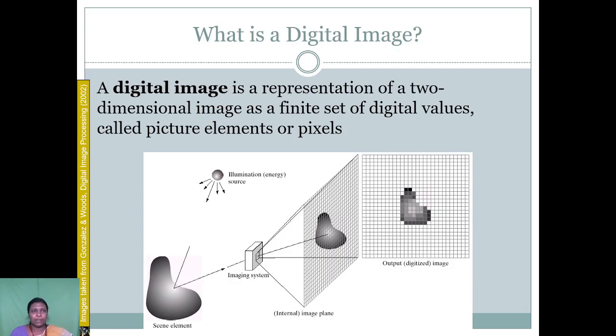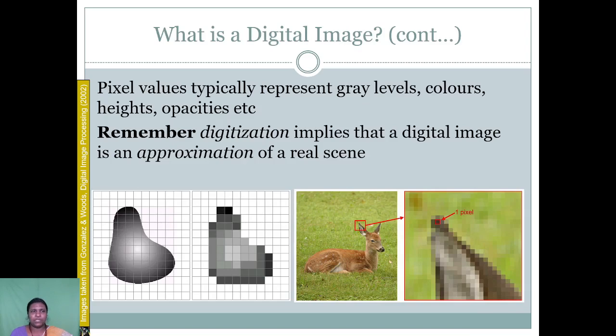What is digital image? A digital image is a representation of a two-dimensional image as a finite set of digital values called picture elements or pixels. It is a two-dimensional image with a finite set of digital values, having picture elements, which are named pixels.